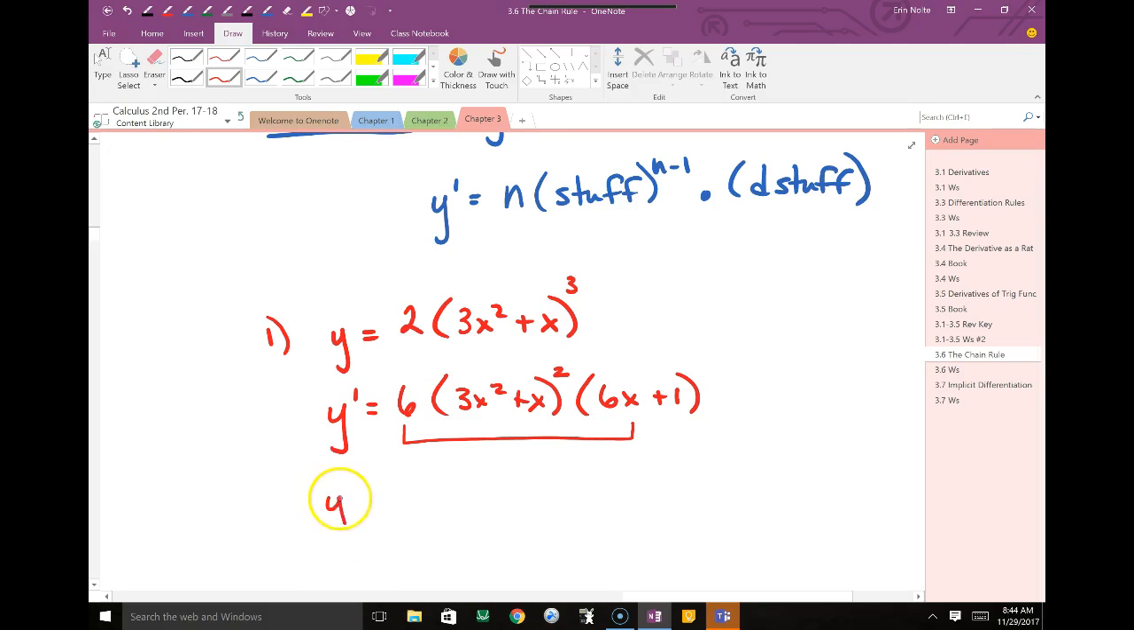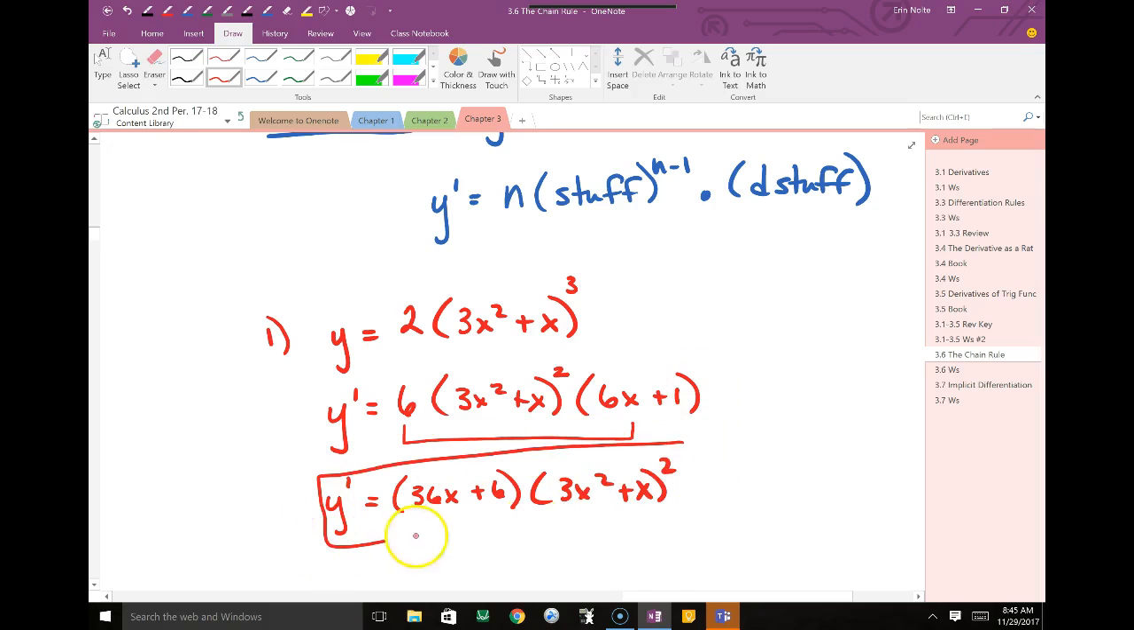So I'm going to distribute that 6 through. What is 6 times 6x? Well, 36x. And 6 times 1 is 6. And then we have times the quantity that we're not touching. We're going to leave it like that. We will not FOIL.